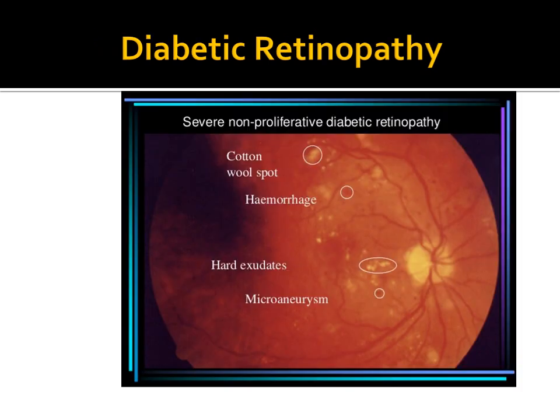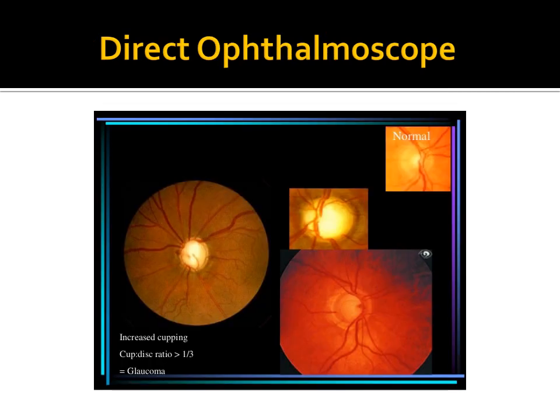Next, see, this can be found in both diabetic retinopathy and hypertensive retinopathy. See the features of cotton wool spots, then hemorrhages, then hard exudates and microaneurysms. With these slides, we can see the difference between these features: what is a cotton wool spot, hemorrhage, hard exudate and microaneurysm. And the last slide shows the difference between a glaucomatous disc and a normal disc.